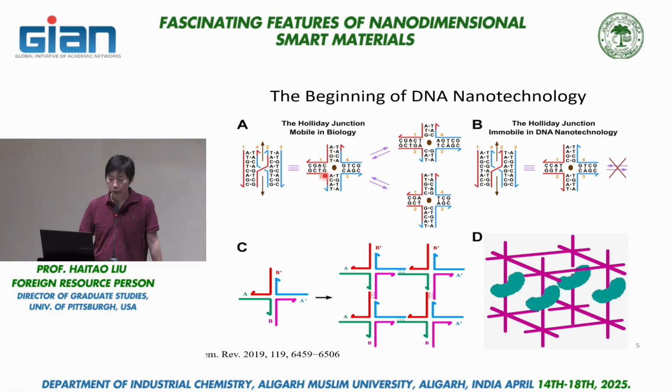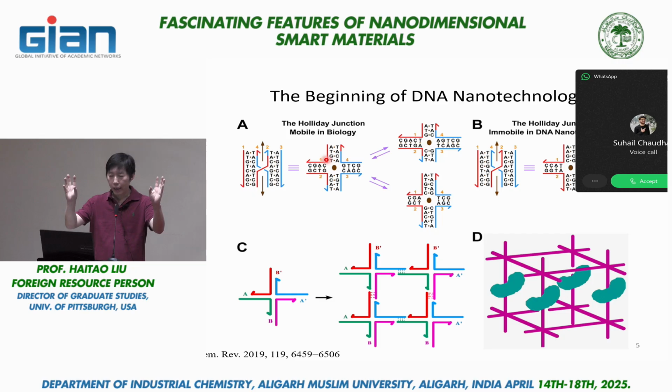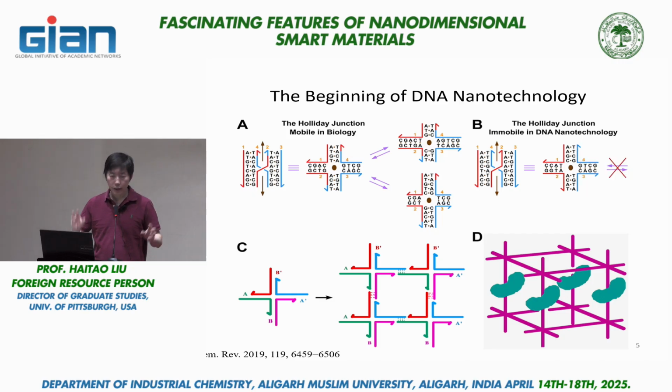So if you have a structure like this, you can essentially combine 2 double helical structures together. So essentially, you are threading 2 wires into one. Okay, that's the way I look at it.